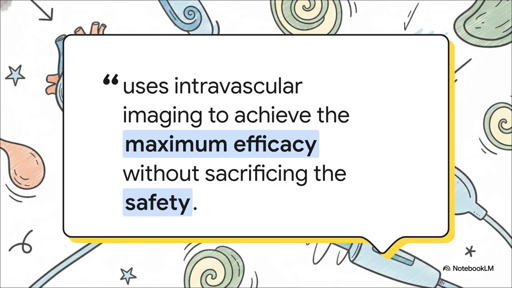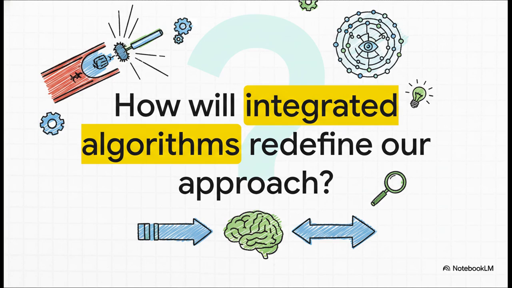So, what's the core philosophy driving this whole consensus? The authors put it perfectly, stating, "We provided the Japanese-style RA, which uses intravascular imaging devices to achieve the maximum efficacy without sacrificing the safety." That really underscores the central role imaging now plays in modern rotational atherectomy. This consensus really solidifies the role of intravascular imaging in maximizing both the efficacy and safety of RA.